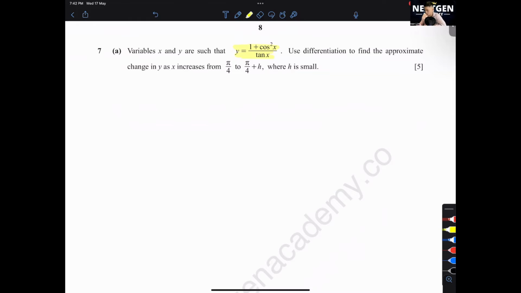Use differentiation to find the approximate change in y as x increases from pi over 4 to pi over 4 plus h. Okay, so whenever you see this word approximate change in y, the equation should be delta y over delta x equals dy over dx. Make sure you all write down this formula first before you even start. Another thing is, don't always assume that they're asking you to find delta y. Sometimes they may ask you to find delta x, so you just need to rearrange the equation here.